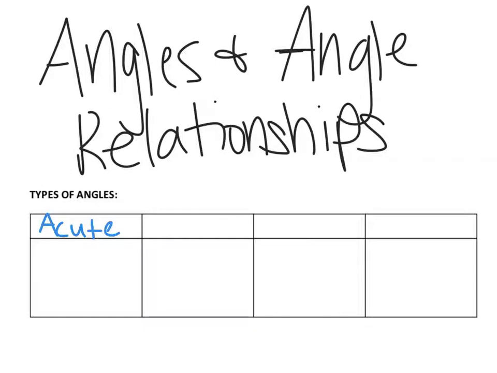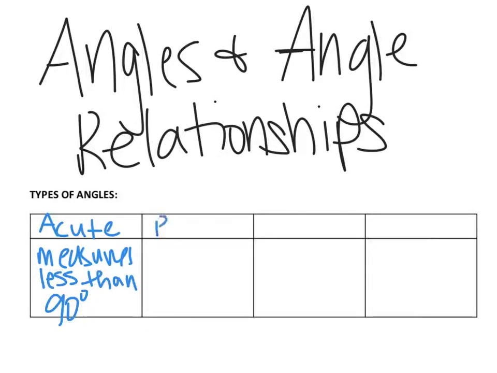So the first angle that we're going to focus on is an acute angle. An acute angle is an angle that measures less than 90 degrees. So you want to go ahead and get that written in. So again, an acute angle is smaller than 90 degrees. The next angle that we're going to focus on is our right angle. And our right angle measures exactly 90 degrees.